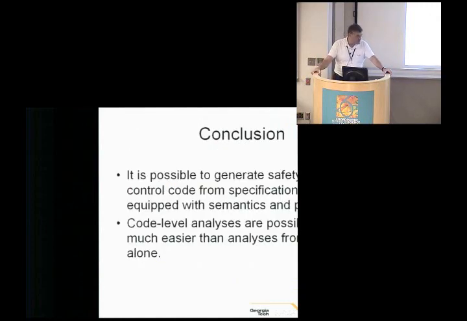Therefore, let me conclude here and repeat that I believe it's possible to generate safety critical control code from specification, all equipped with semantics and proofs from what we know from our theoretical field. And that modulo that, code level analyses are made much easier than analyses that come from undocumented code alone. Thank you.